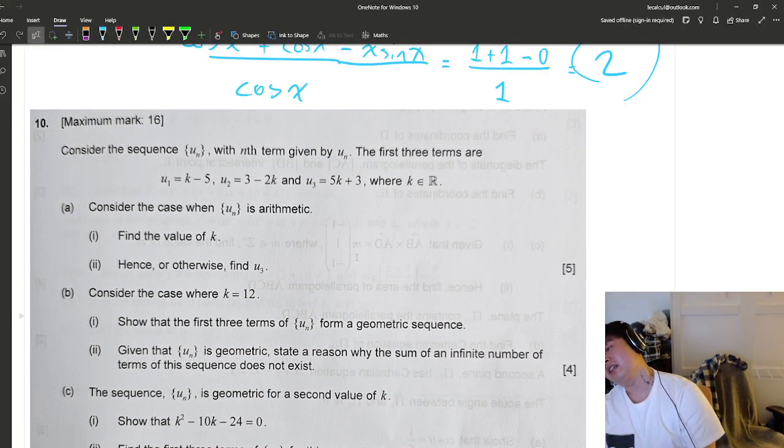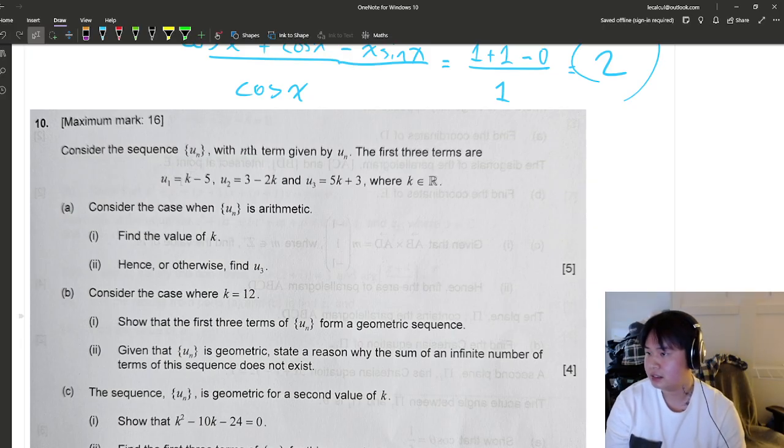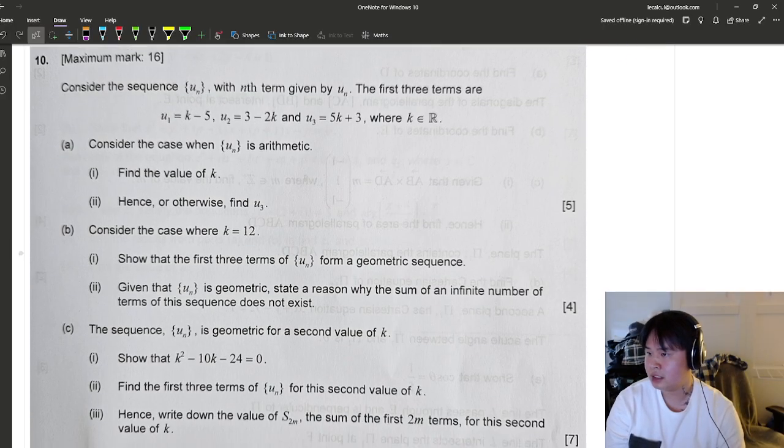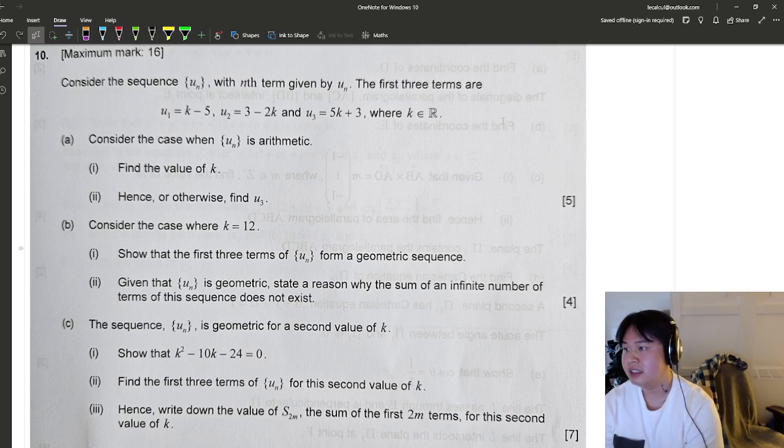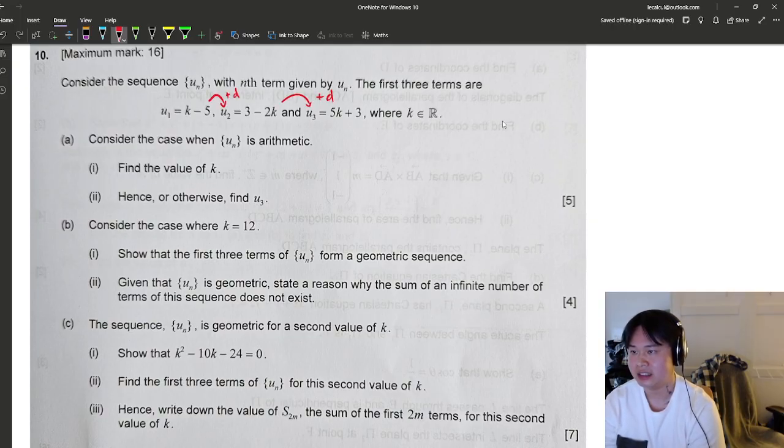What do we have? We got a sequence. U1, U2, U3. Consider the case where these 3 terms are arithmetic. Then we need to find the value of k. So arithmetic means that we're adding the same number each time. So they have a common difference.